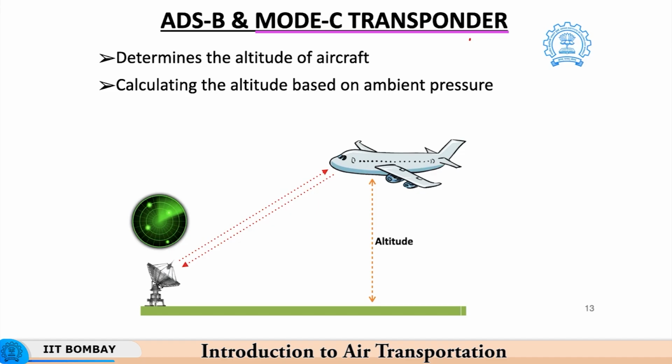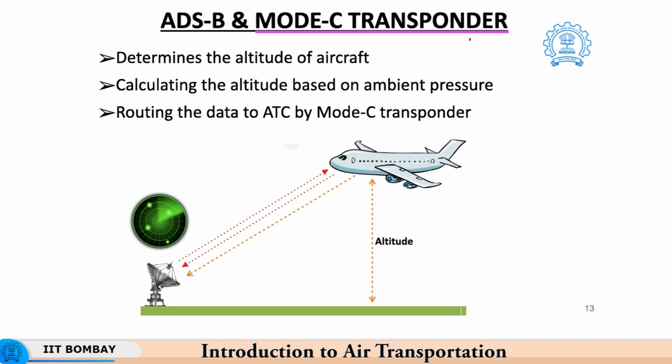So, in a nutshell, through the usage of a mode C transponder, the ATC controller is able to obtain a more three-dimensional viewpoint of the aircraft positioning and is hence able to carry out air traffic management in a more efficient manner.